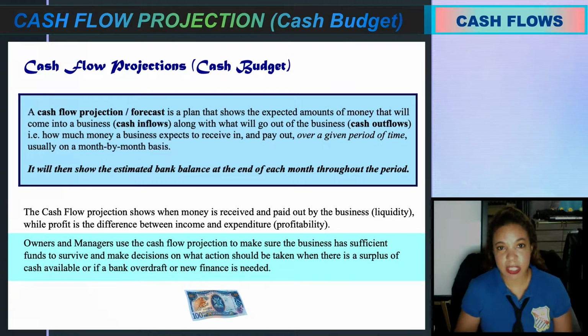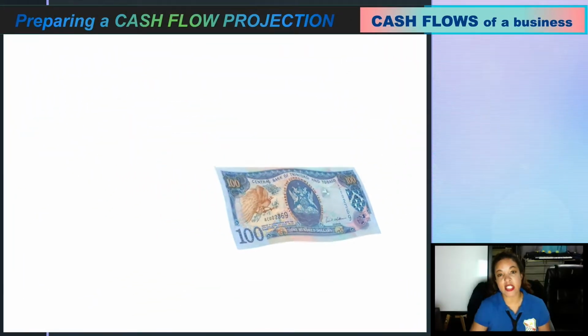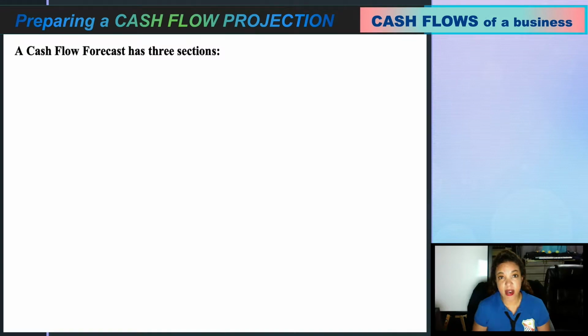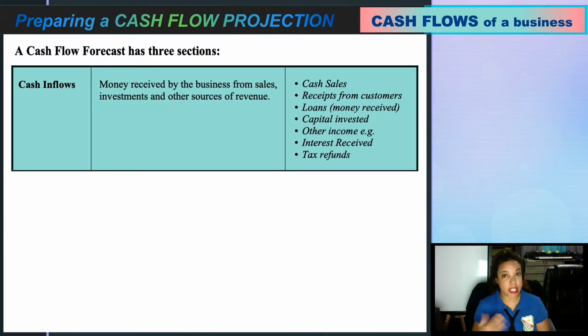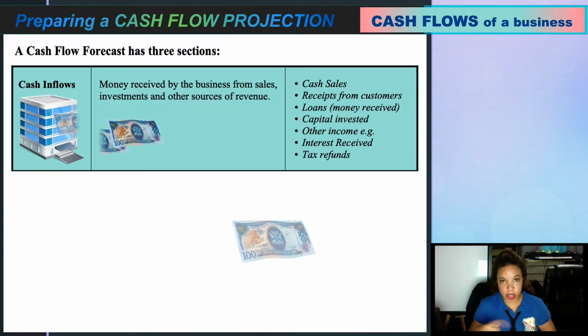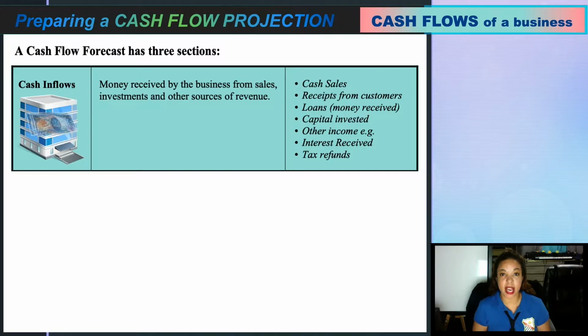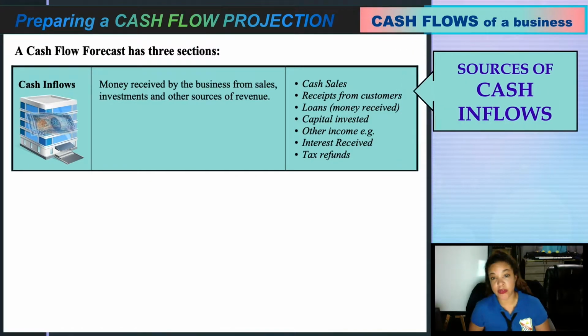So, short explanation, we're just going to go straight into the sections of what we call the cash flow projection, the statement for cash flow projection. The first section would be your cash inflows. It is money that is received by the business whilst it is operating. So any money that comes into the business would be considered your cash inflow, inflowing inwards.